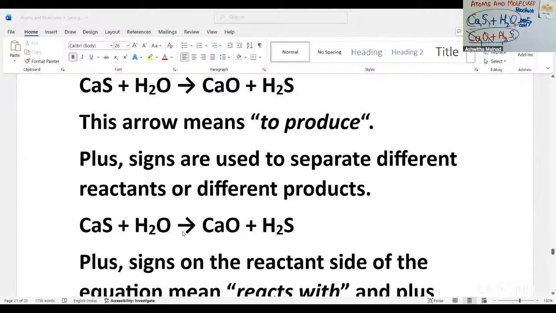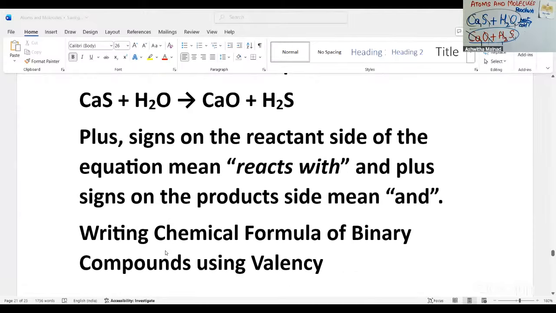Next thing, plus signs are used to separate different reactants or different products. So we use these plus signs. A plus sign on the reactant side of the equation means react with, and a plus sign on the product side means and. So here calcium sulphide is reacting with water. So after reacting, what product does it produce? Calcium oxide and hydrogen sulphide. This is how you have to read it and understand.